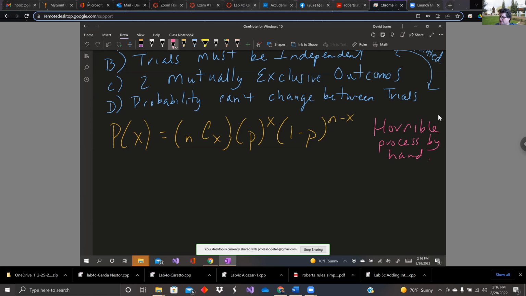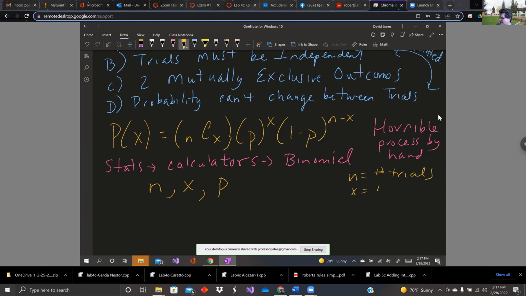So in terms of StatCrunch, we're going to go stats, calculators, binomial. And what we need for that, the things we need to use that calculator, we'll load it up in a second. We need to know N, we need to know X, and we need to know P, the probability of success. So N is the number of trials, X is the number of successes, and P is the probability of success.